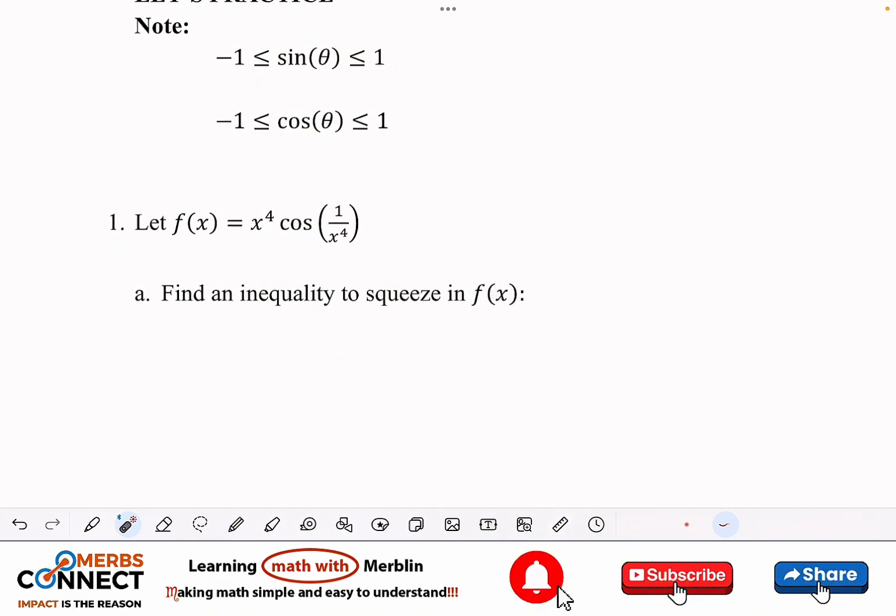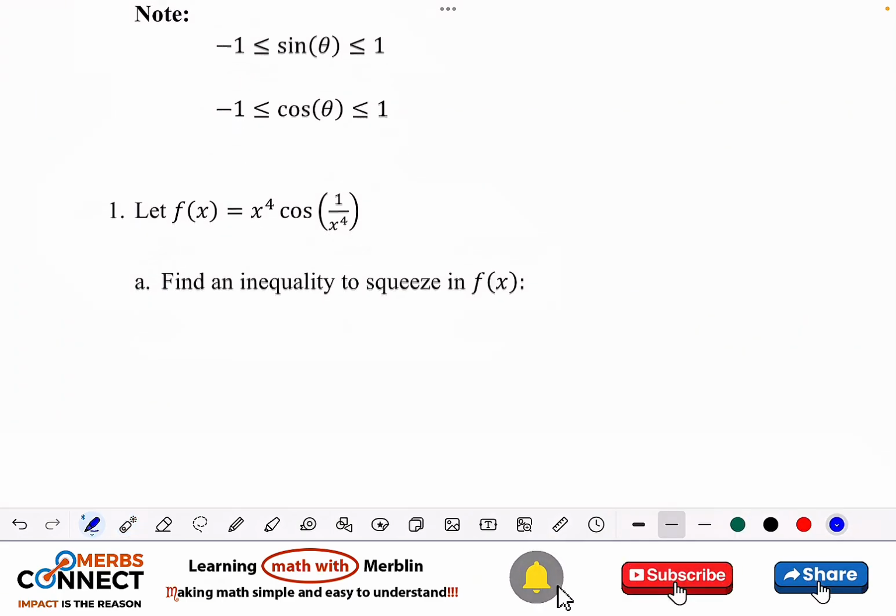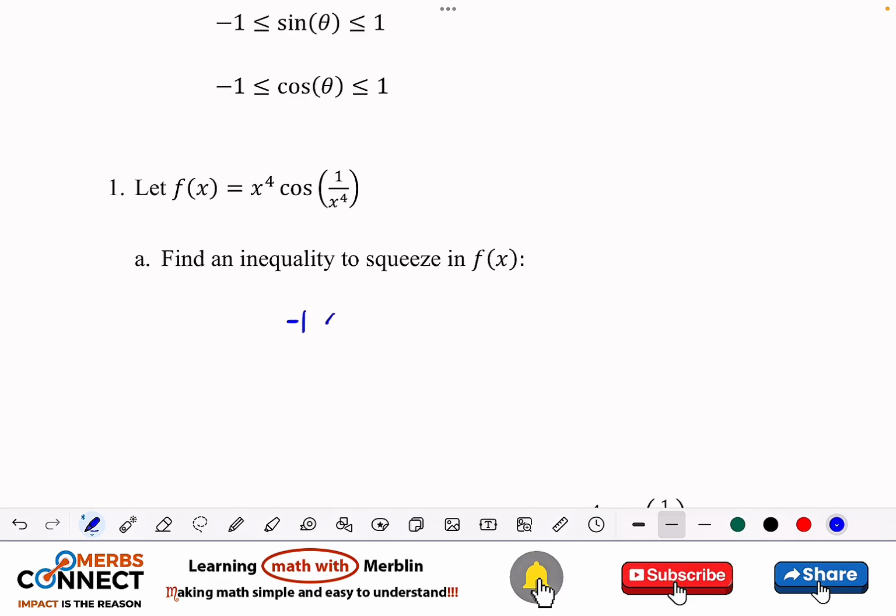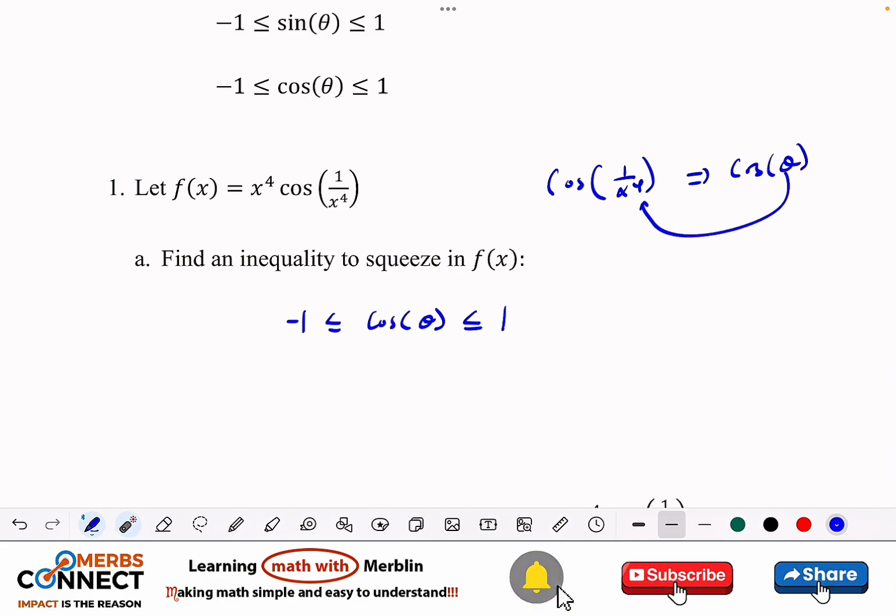Now let's set up. First, we have f of x, which is equal to this. Find an inequality for the squeeze theorem in f of x. So this is how the setup will go. Since the function is in terms of cosine, I need to think about the bound here. So first I say that I know that cos of theta is bounded like this. Now when I look at sine of 1 over x to the power 4 and compare it to cos of theta, I can see that theta is equal to this, right, from the question.